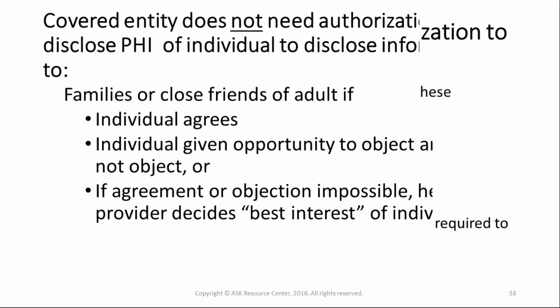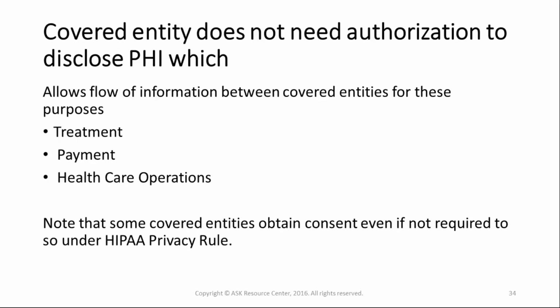Okay, a covered entity also does not need authorization to disclose PHI, which allows flow of information between covered entities for these purposes. For treatment purposes, like a therapist sharing information with a physician. Payment purposes, a physician sharing information with the managed care organization, or healthcare operations, a hospital sharing information with a clearinghouse for information. Note that some covered entities obtain consent even if not required to do so under HIPAA privacy rules. They just expand it to get authorization for everything so they don't have to run into HIPAA problems.